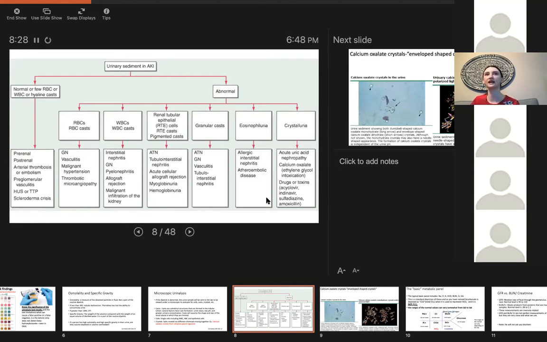White blood cells, it could be due to a kidney infection, pyelonephritis, or interstitial nephritis. It's more associated with infections. Red blood cell casts are due to kidney problems themselves, like a vascular problem, vasculitis, hypertension. So that's what you need to be thinking of if you see a red blood cell cast. Those are pretty much the important ones there.